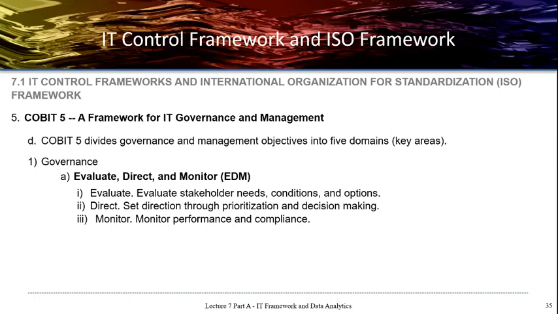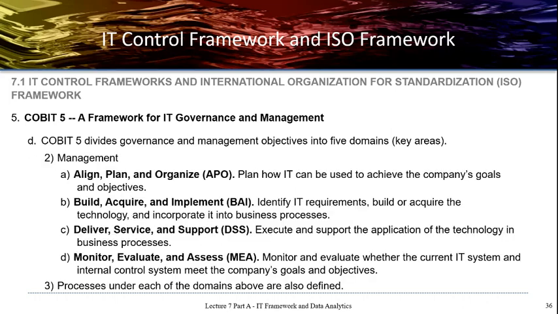So COBIT 5 divides governance and management objectives into 5 domains. Governance: evaluate, direct, and monitor, EDM, which I explained very well in my full presentation of COBIT 5. Evaluate stakeholder needs, conditions, and options. Set direction through prioritization and decision making. Monitor performance and compliance. And management objectives are divided into align, plan, and organize.